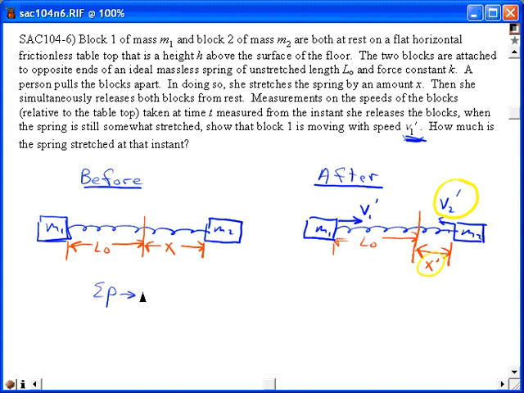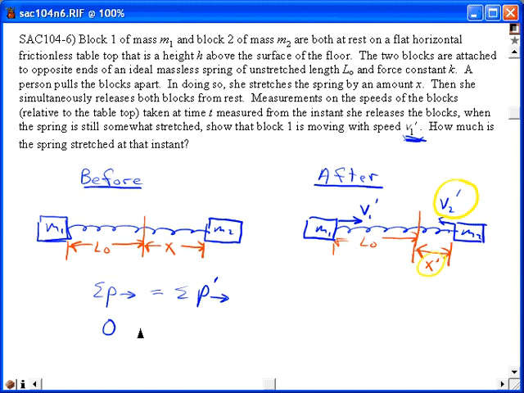So we'll go sum of the momenta to the right. I'll call it to the right positive. The arrow shaft means I'm summing along the horizontal, right-left, and the arrow tells you that I'm calling to the right positive, which means by default that to the left is negative for momenta. So that's going to be equal to the sum of the momenta in the after picture, and I'll use primes to designate after.